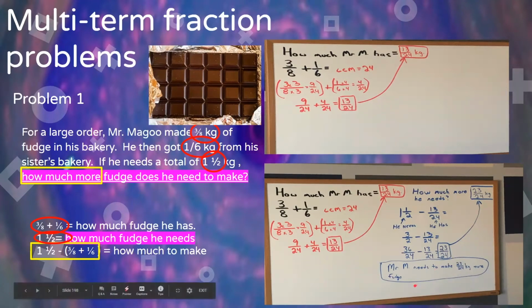So we can write that Mr. M needs to make 23/24 kilograms more fudge to finish his order. Hopefully you also recognize that 23/24 is real close to 1, but it's not quite 1. So it just helps when we recognize which way we want to work when we simplify our fractions.